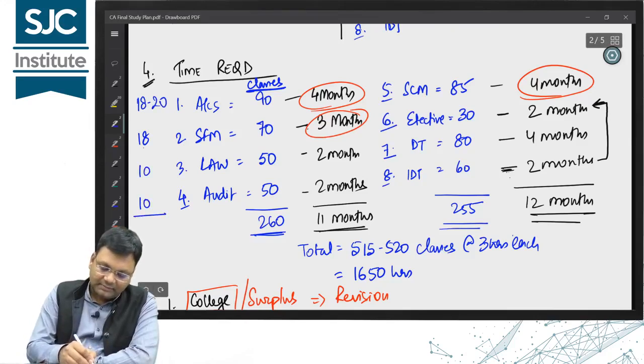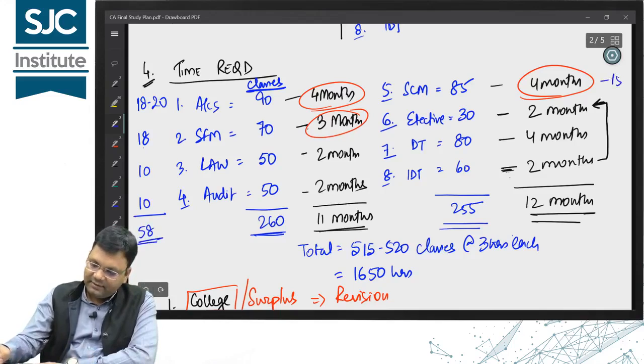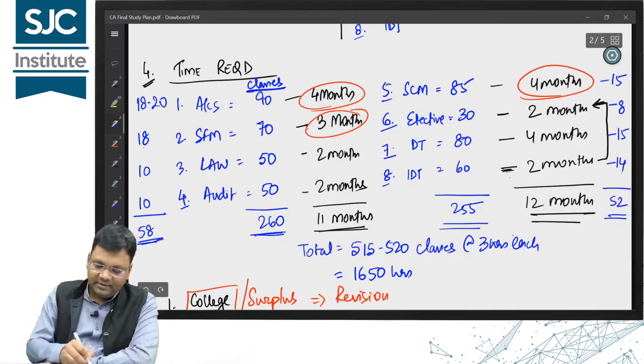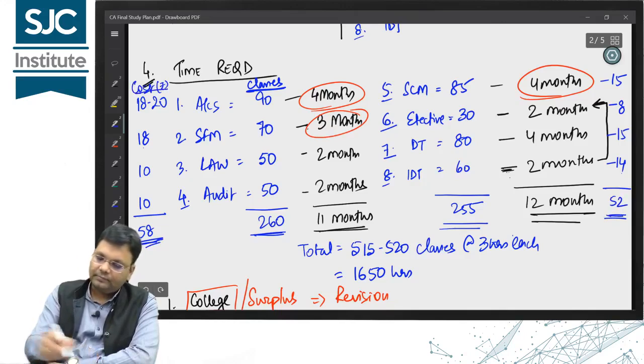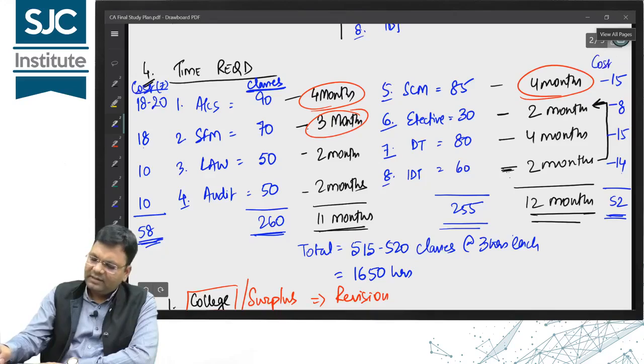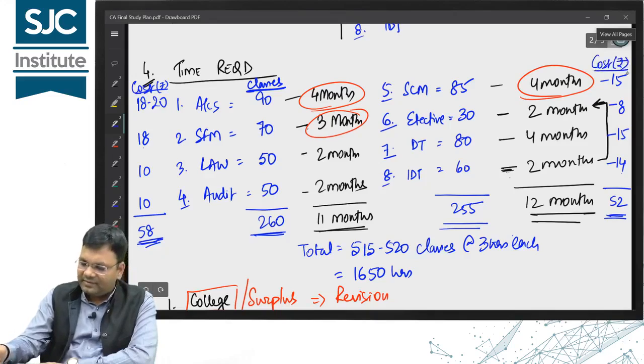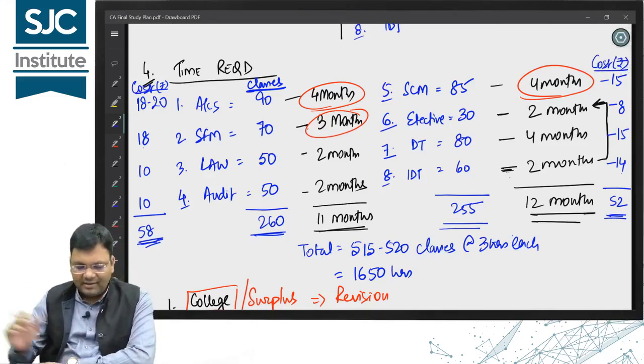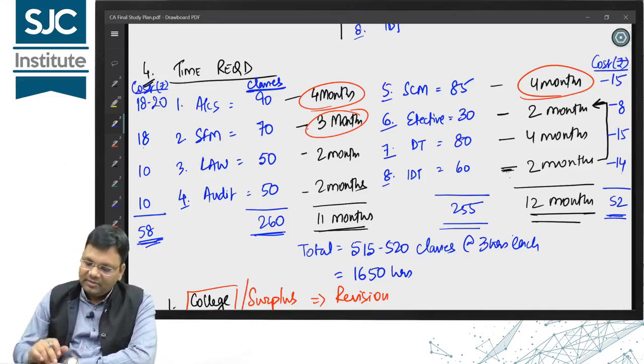Then for law, I'm just taking a tentative 10, or maybe sometimes 12 also. So 38, 10, 48, 10, 58. And then for SCM it is 15, elective it is 7-8,000, DT it is 15, IDT is 14. So it is 15 at 23, 37 and 15 is 52. So tentatively it is around 1 lakh rupees. Sometimes if students are comfortable in doing some subject themselves, they may save some money, but this is a tentative estimate of 1 lakh rupees to do all the subjects with tuition.